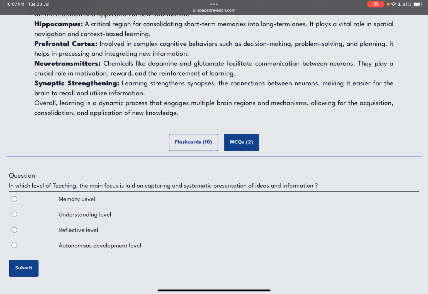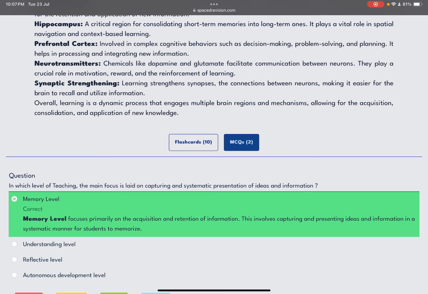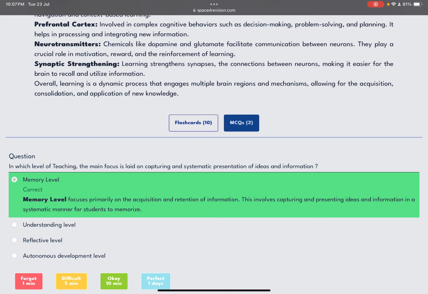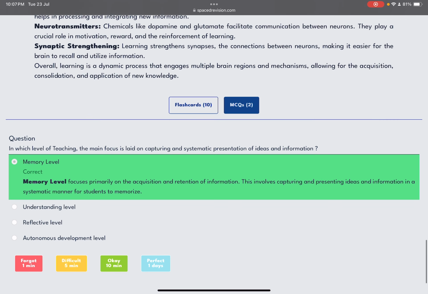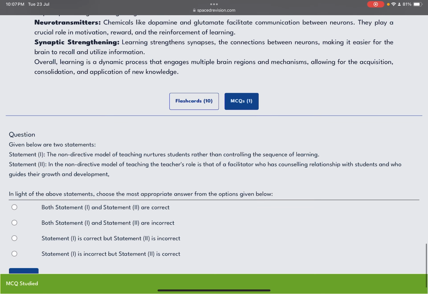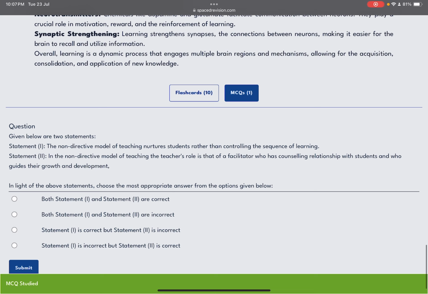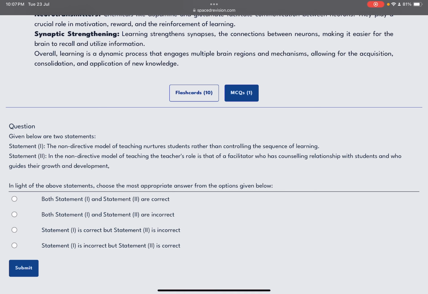Alright, so another question, and I want you to try this as well. In which level of teaching the main focus is laid on capturing and systematic presentation of ideas and information? Easy, right? It's memory level of teaching. Correct. Focus is primarily on acquisition and retention of information. Perfect.